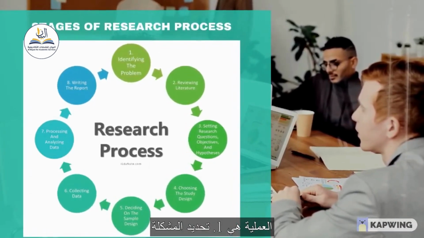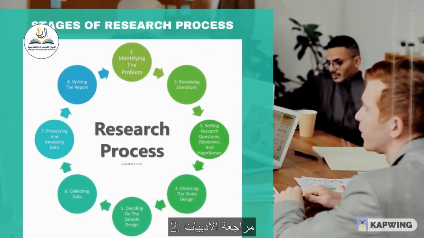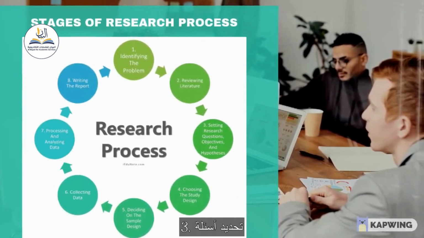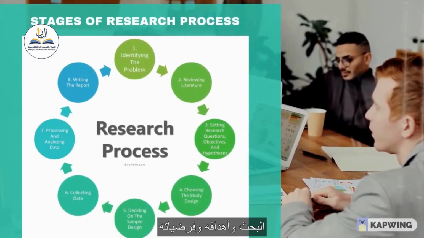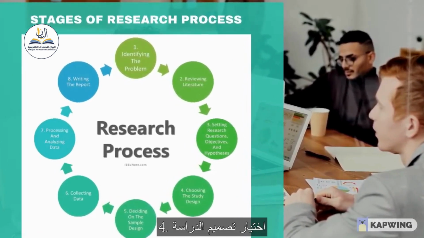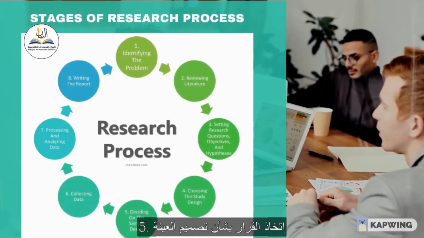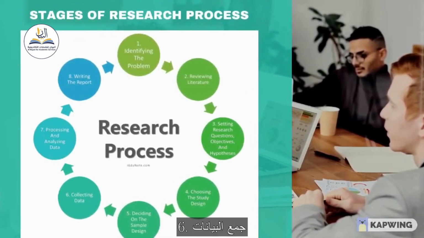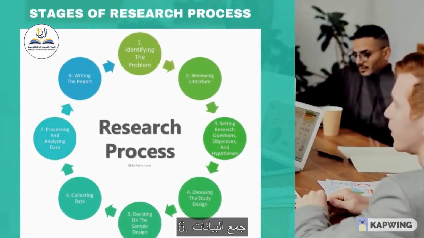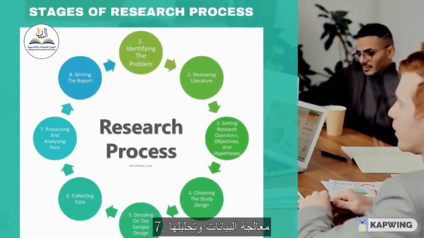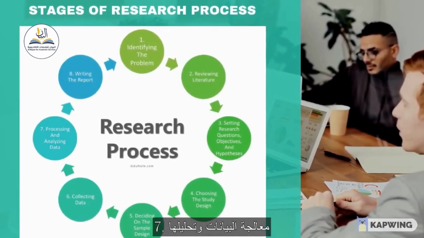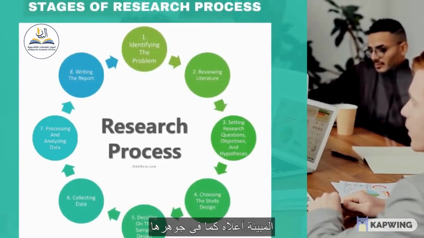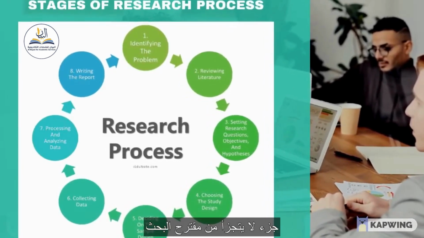Identifying the problem. 2. Reviewing literature. 3. Setting research questions, objectives, and hypotheses. 4. Choosing the study design. 5. Deciding on the sample design. 6. Collecting data. 7. Processing and analyzing data. 8. Writing the report. The research process outlined above is, in essence, part and parcel of a research proposal.